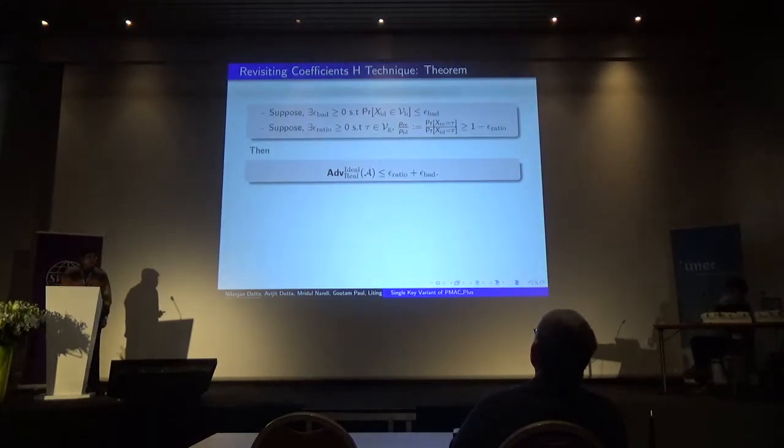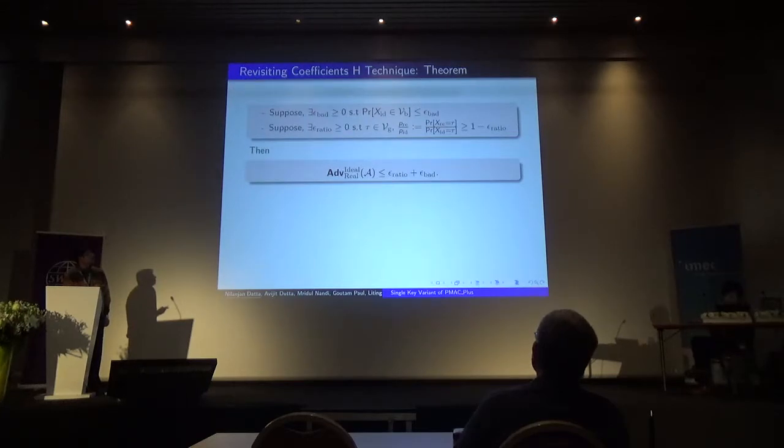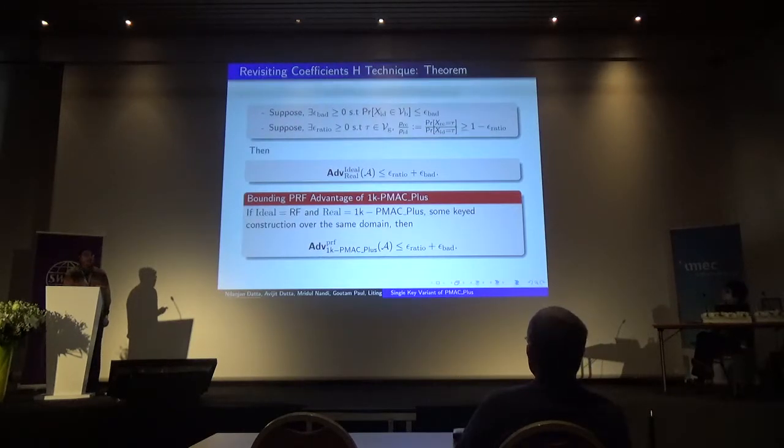Now, Patarin's coefficient H technique tells us that if the probability of realizing a bad transcript is bounded by epsilon bad, and for good transcripts the ratio of the real oracle probability to the ideal oracle probability is greater than or equal to 1 minus epsilon ratio, then the advantage of the real construction against the ideal oracle is bounded by this value. For our case, we are bounding the PRF advantage of 1K PMAC plus, so we consider the ideal as the random function and the real as our construction 1K PMAC plus, and we want to bound this by epsilon ratio and epsilon bad. So basically we have to identify what the good and bad transcripts are, and then bound these and find epsilon bad and epsilon ratio.